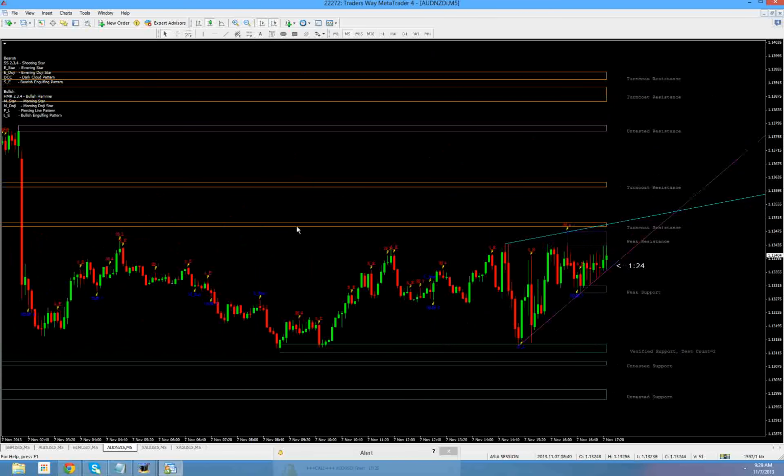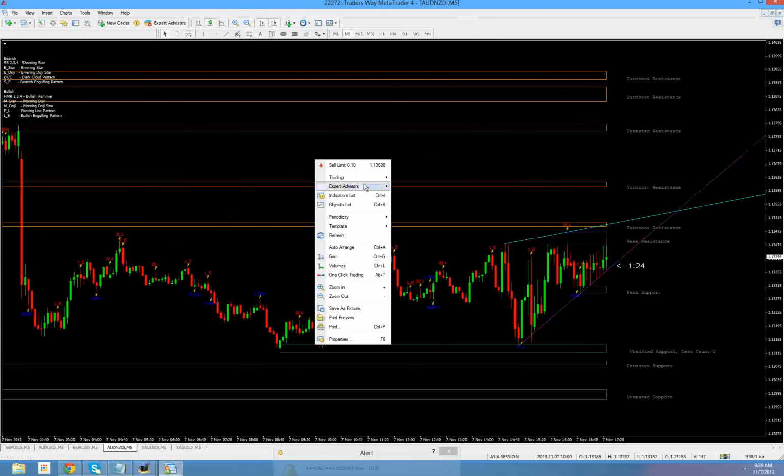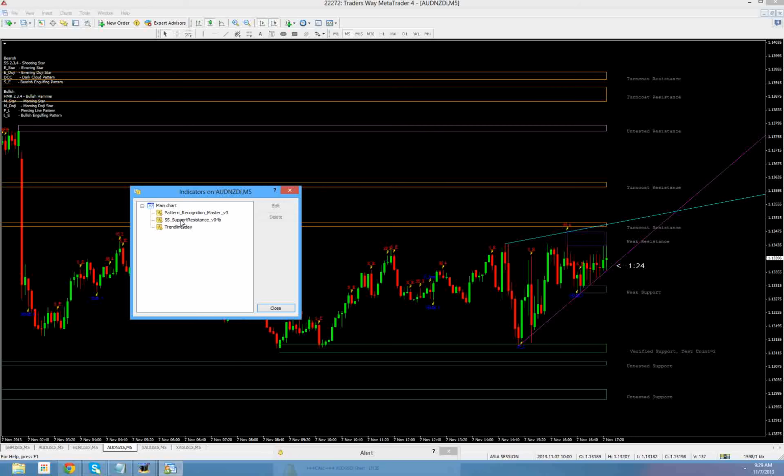We're going to go ahead and take that off there, and those are the three indicators. I'm going to be packaging them up for you.